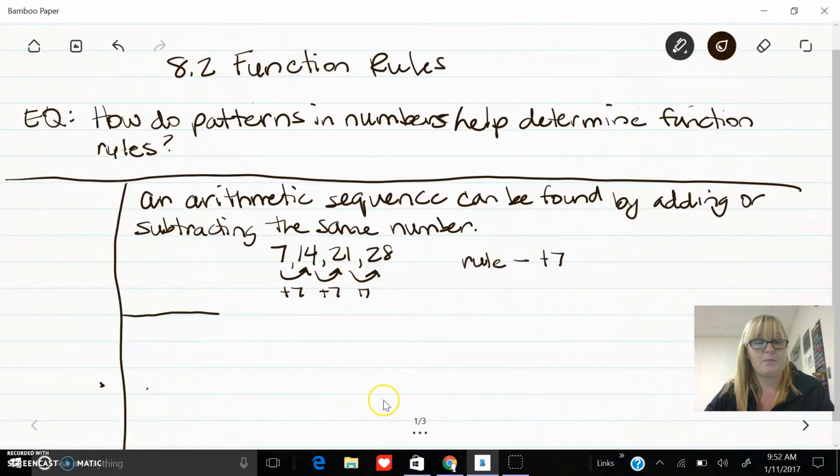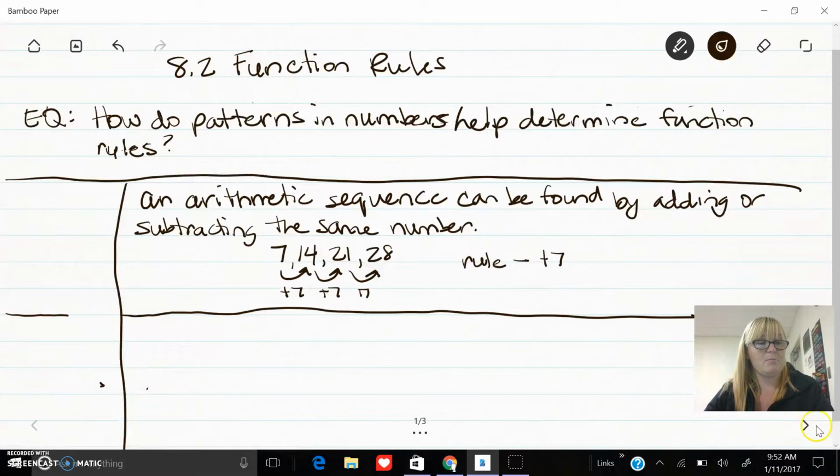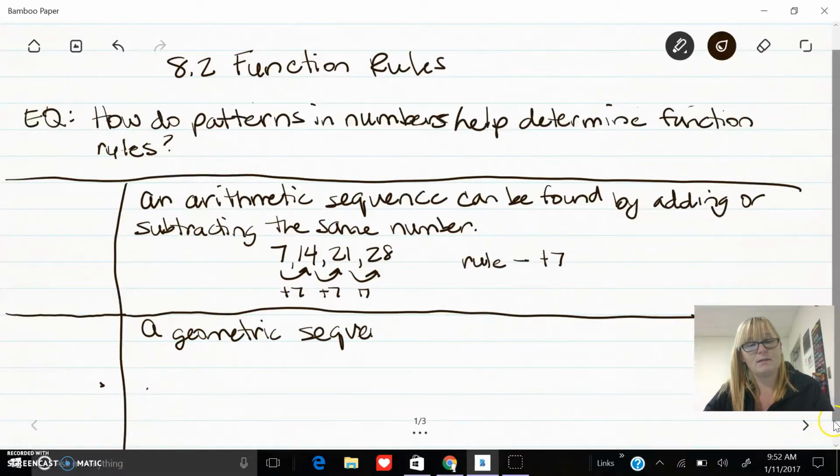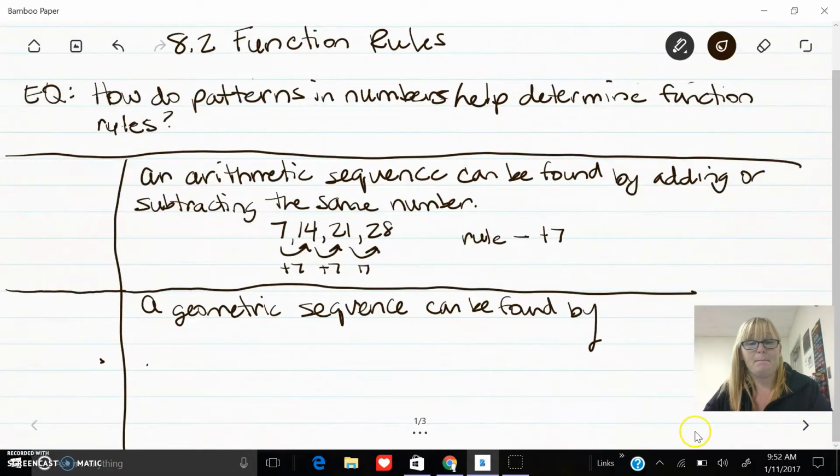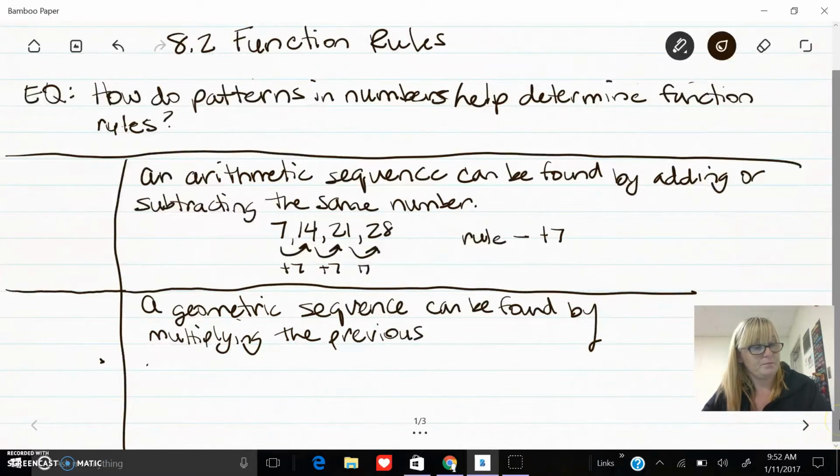All right, the second vocab is a geometric sequence, not sentence. A geometric sequence can be found by multiplying, and in some cases dividing, the previous term by the same number.